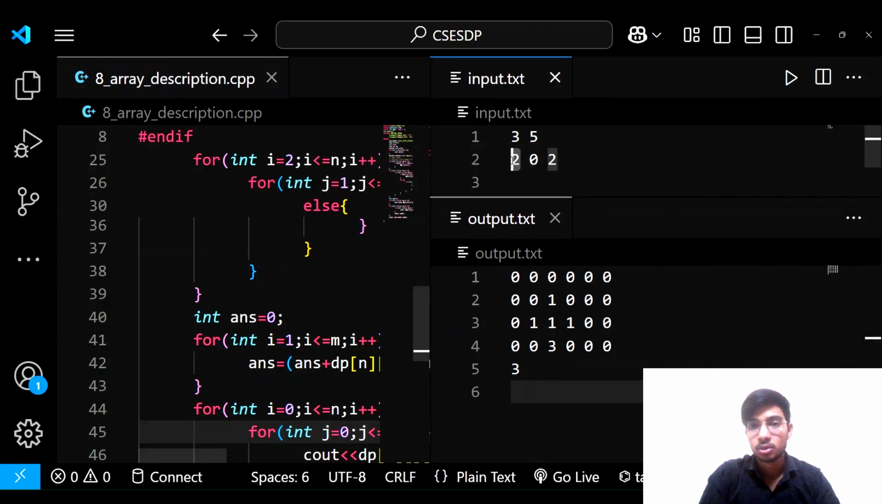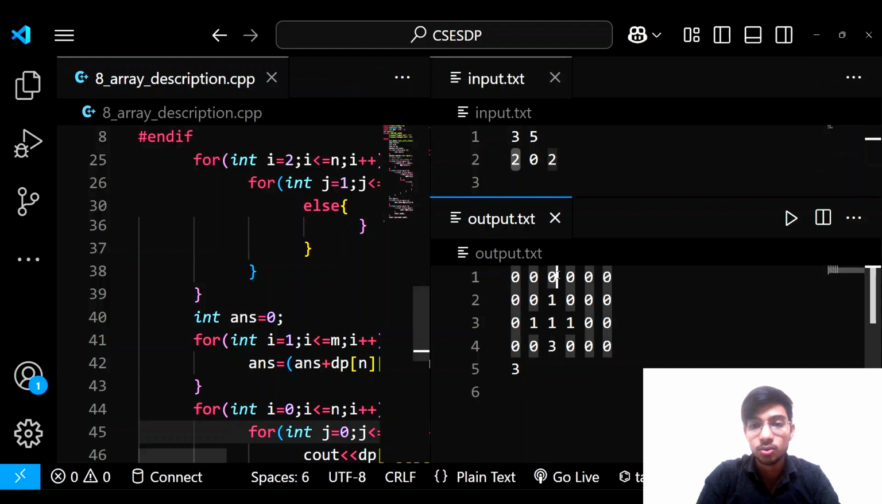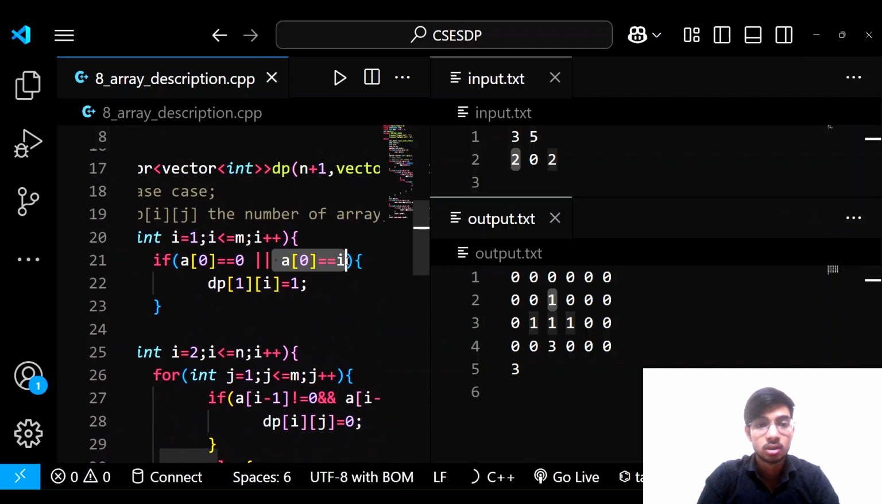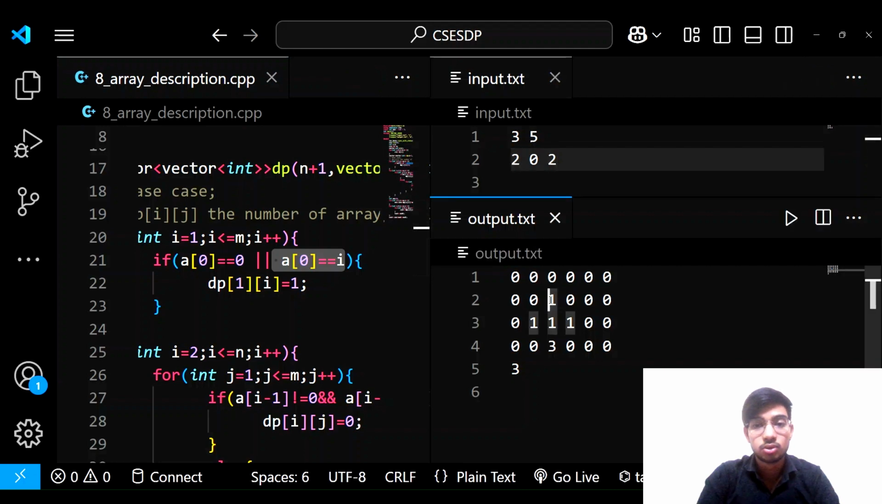So for this you filled it with one. This is column 0, 1, 2. This is the 2nd column and you filled it with one. That is, if a0 equals i, that is 2, you filled it with one. That is the number of arrays of length one such that it matches the description, if the last element is 2.